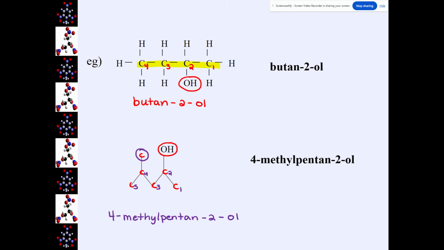Not pent-2-ol, pentan. Okay, because this is an alkane. So we're keeping the alkane name. If it was an alkene, it would be EN, drop the E. We're only going to deal with alkanes and cycloalkanes and a benzene ring, though, for alcohols. Okay? Another example.